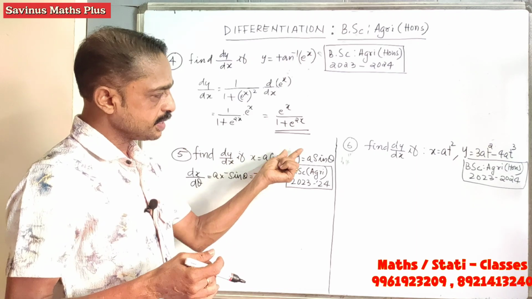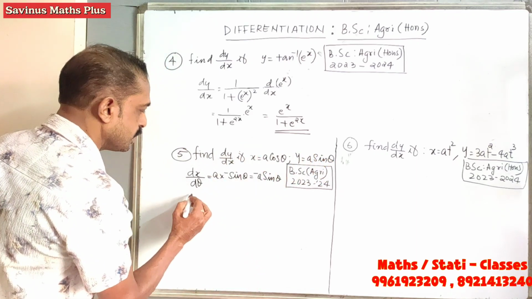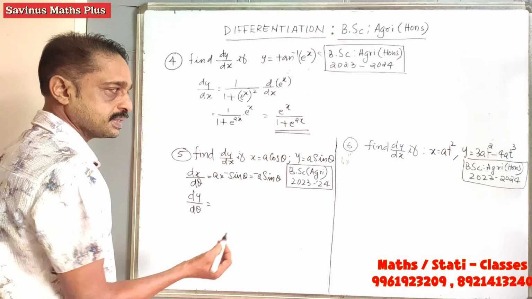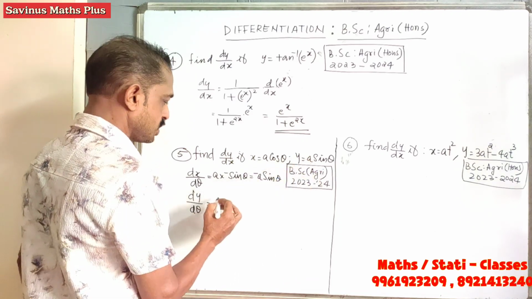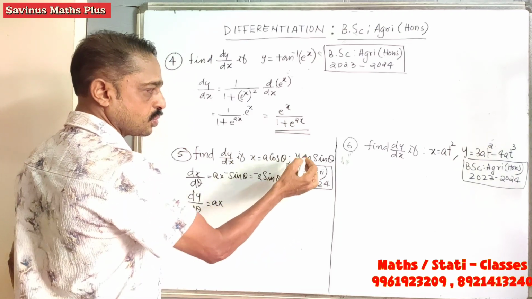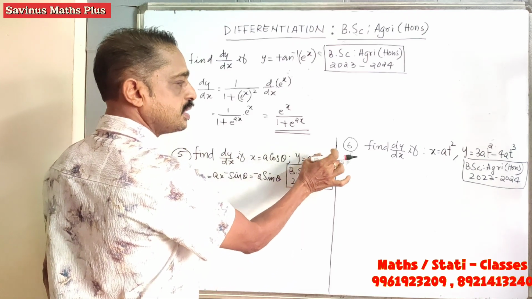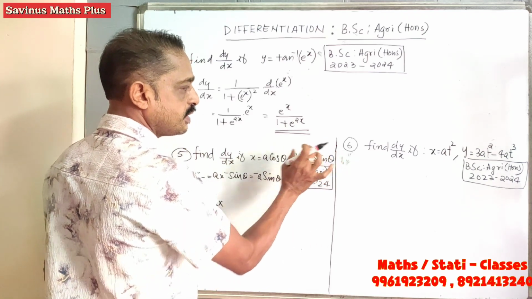Seen it? So y is a function of theta, so we can find the derivative of y with respect to theta, dy by d theta. Here also a is a constant, so a into a function. How will you differentiate a constant into a function? Constant into the derivative of that function.